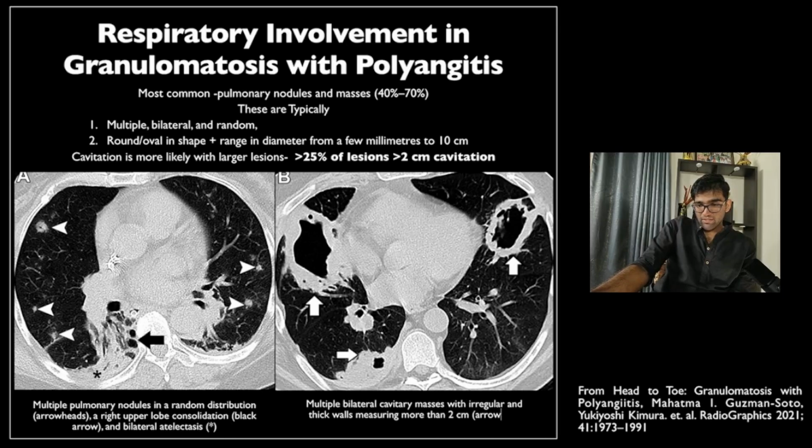In a lower section, we find that there are multiple bilateral cavitatory masses with irregular and thick walls measuring more than 2 centimeters, again highlighted with white arrows. The thickness of the walls of a cavity is, however, variable, and it is not necessarily contributory in terms of differentiating GPA from other causes of cavity formation, such as a malignancy or an infection.